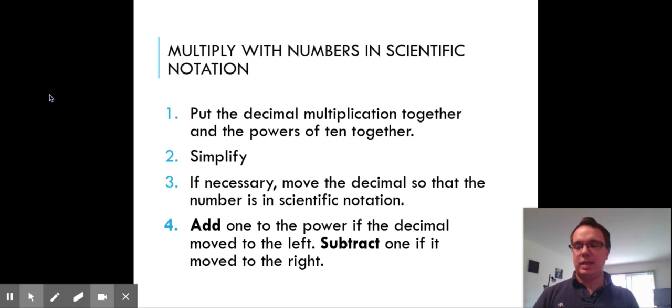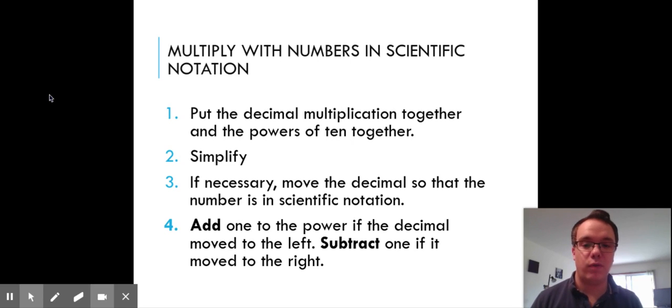All right, so hopefully you wrote these steps down in your notebook. To multiply with numbers in scientific notation, since multiplication is commutative, which means it doesn't matter which order we do it in, we're going to put the numbers together, and then we're going to put the powers of 10 together, and then we're going to simplify. Then we make sure that our answer is in scientific notation by making sure that the number being multiplied by 10 has a decimal point out front that starts with a number 1 through 9.